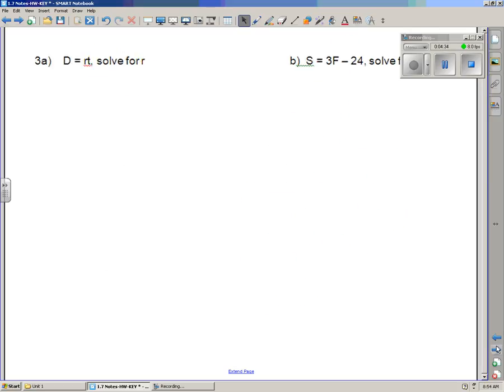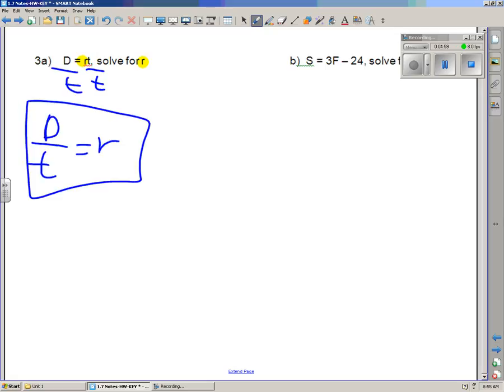Let's take a look at the next couple of examples. The third one, hopefully you recognize that formula as distance equals rate times time. This should hopefully be a pretty easy one. You're looking to isolate the letter r. What's happening to r right now? It's being multiplied by t. How do you undo multiply by t? You divide by t, and then you get d divided by t equals r.